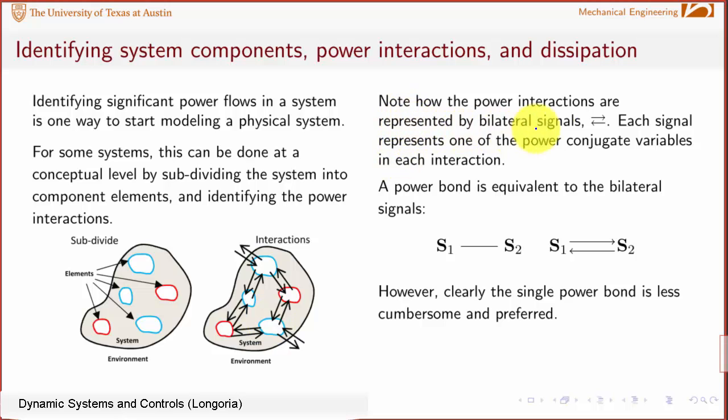Now, the bilateral signals are needed because that represents the two power conjugate variables that we've been thinking about. Sometimes we show these two arrows, but really most of the time it's most convenient just to show power interactions with a single bond. It's much more efficient. We'll discuss certain concepts shortly with regard to causality with the bilateral signals, and that's helpful.